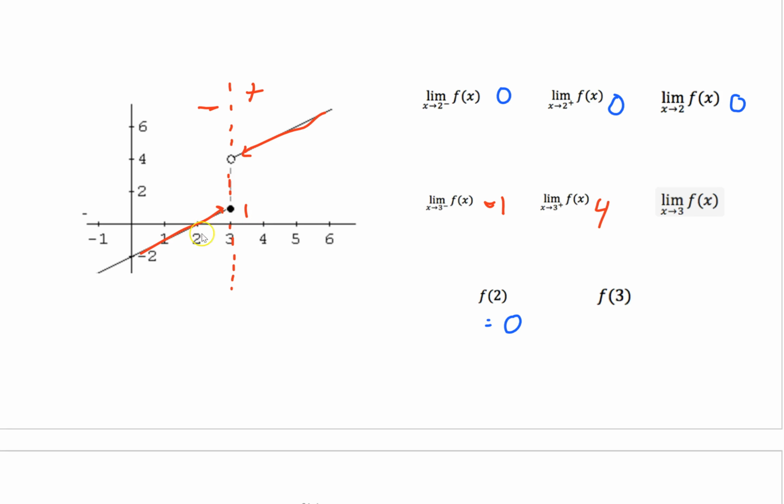They don't match at all. One's going to 1. Let me cross that out. One's going to 1. One's going to 4. They don't match at all. So when this happens, everybody's favorite: limit does not exist.